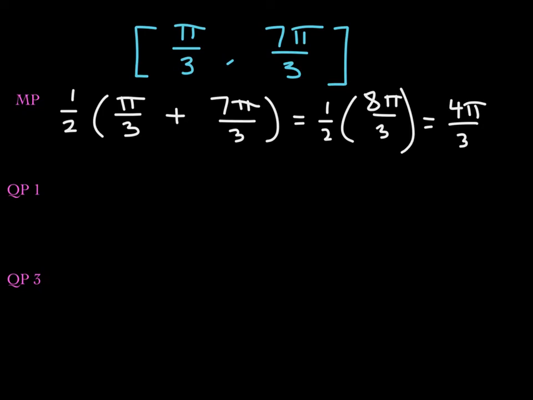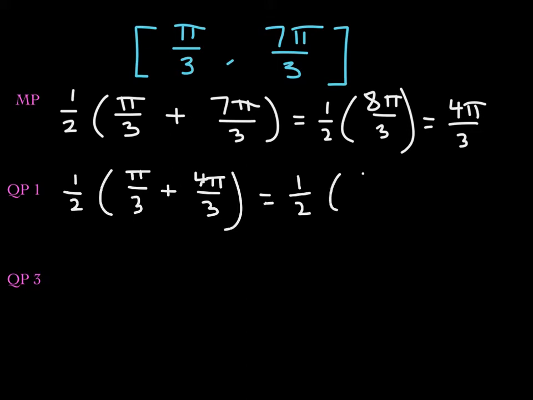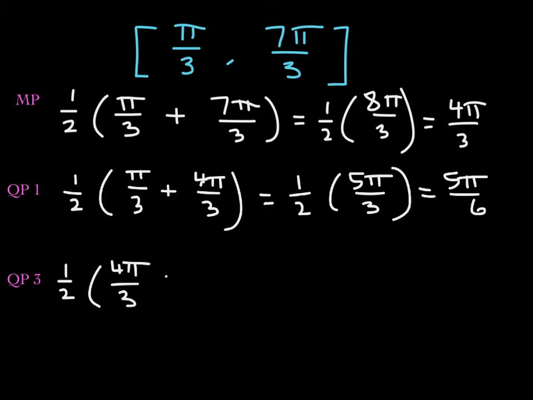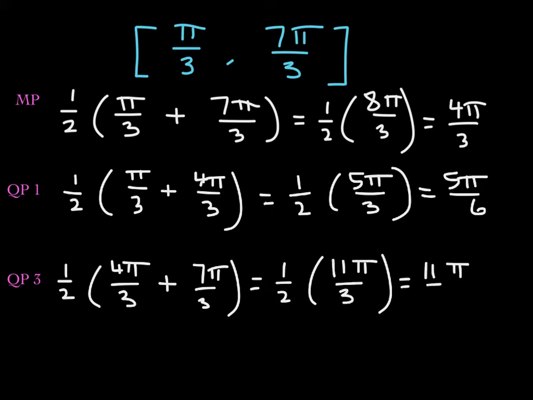Remember that we find our first quarter point by taking half of the sum of our left endpoint and our midpoint. So this is half of 5 pi over 3, which is 5 pi over 6. Awesome. Let's find our third quarter point. This will be found by taking half of the sum of our midpoint and our right endpoint. So this will be half of 11 pi over 3, which is 11 pi over 6. Now that we have our 5 important points, we will now evaluate our function at these 5 points: our left endpoint, our right endpoint, our midpoint, and our 2 quarter points here.